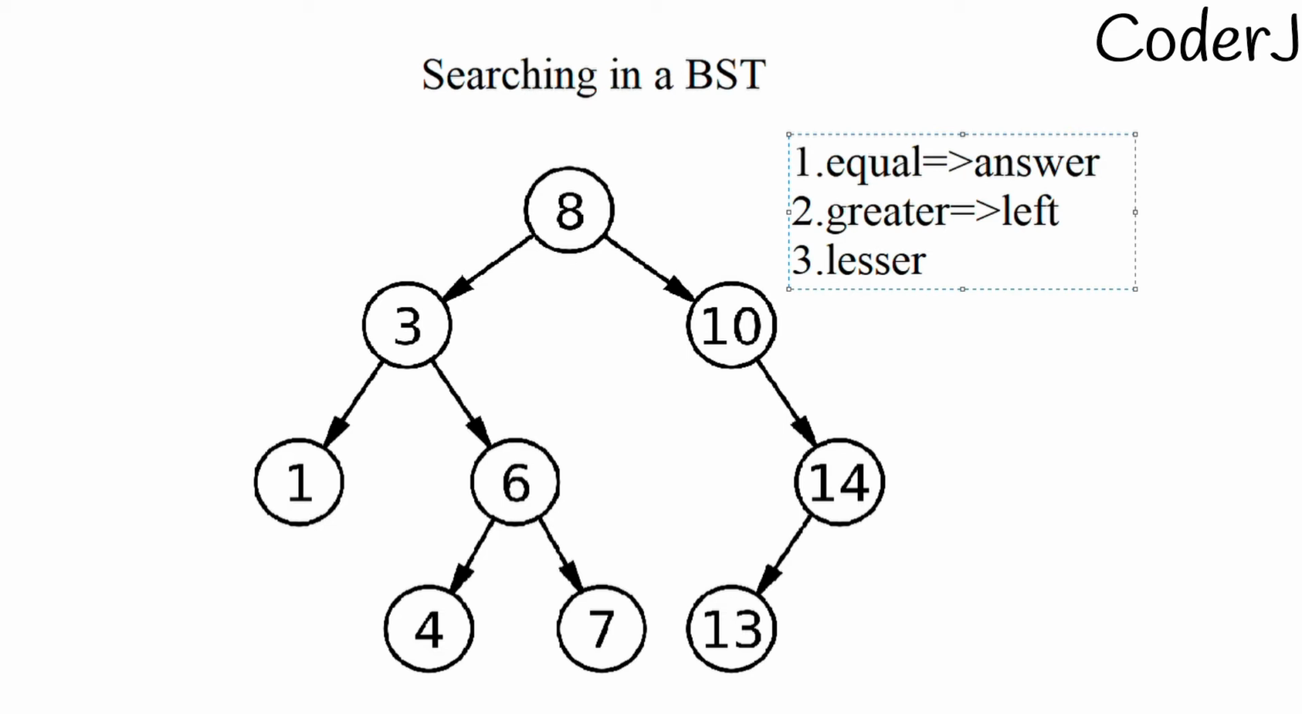No, sorry, if the key value is greater than the current node, then we have to go to its right subtree, right? And if the key value is smaller than the root node, then we have to go to its left side, right? So this is the only concept that we need to search for.